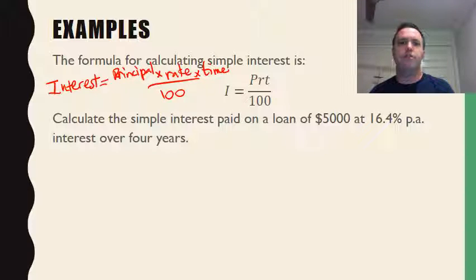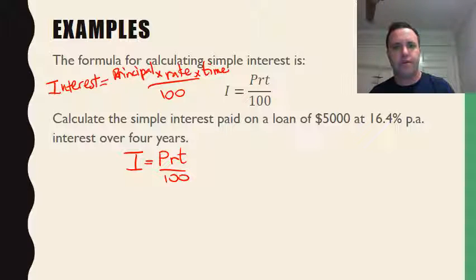And the reason why it's over 100 is because the rate is usually expressed as a percentage, and so you need to divide by 100 to make it its decimal equivalent. Okay, so first let's calculate the simple interest paid on a loan of $5,000 at 16.4% per annum interest over 4 years. Okay, so we've got our formula, I equals PRT over 100.